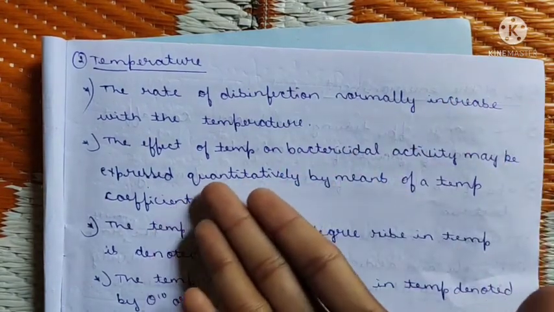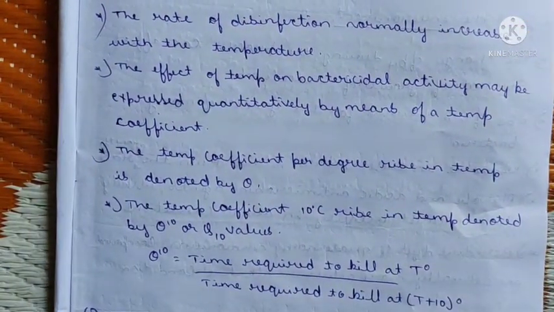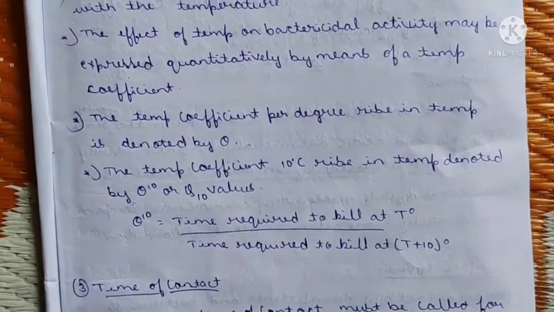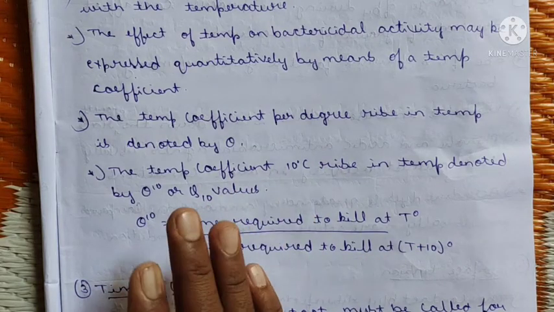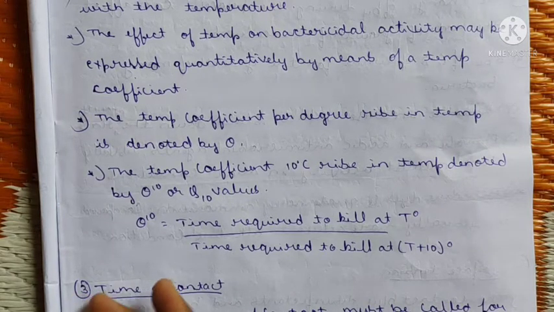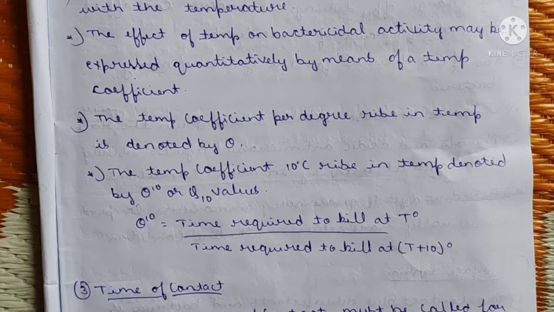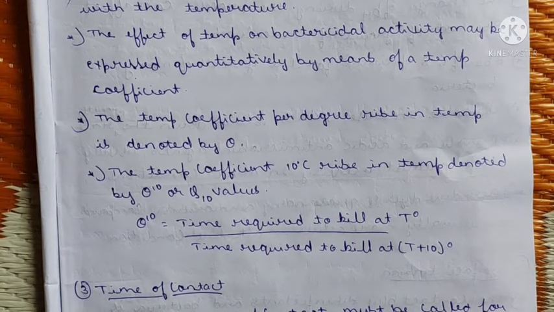The effect of temperature on bactericidal activity may be expressed quantitatively by means of the temperature coefficient. The temperature coefficient per degree rise in temperature is denoted by theta. The temperature coefficient for a 10 degree rise in temperature can be denoted by theta raised to 10, or Q10 value. Calculate कैसे करते हैं हम temperature? Time required to kill at T naught, then time required to kill at T plus 10 naught.